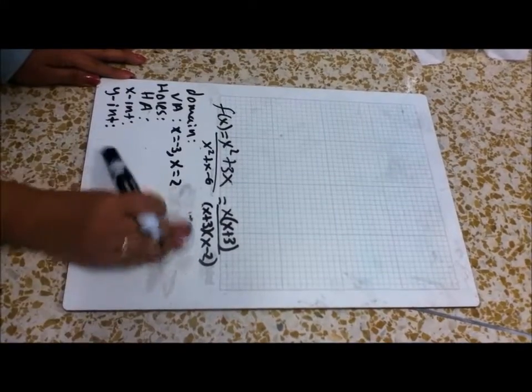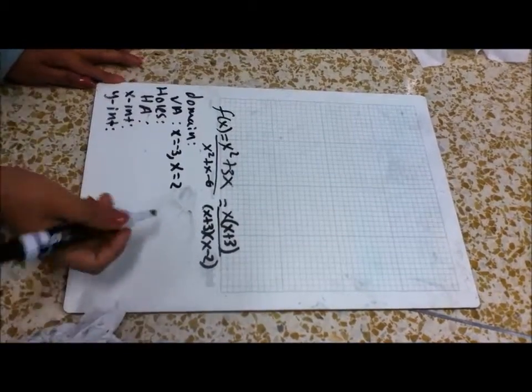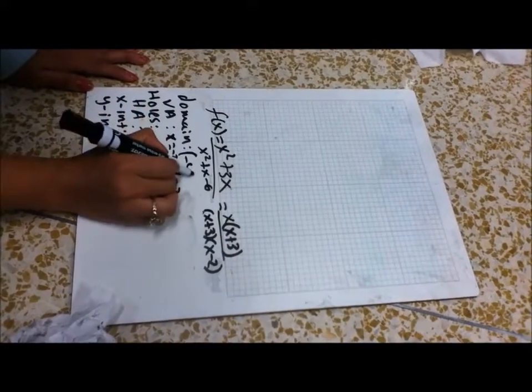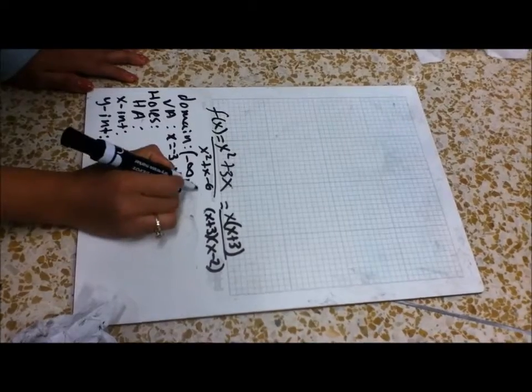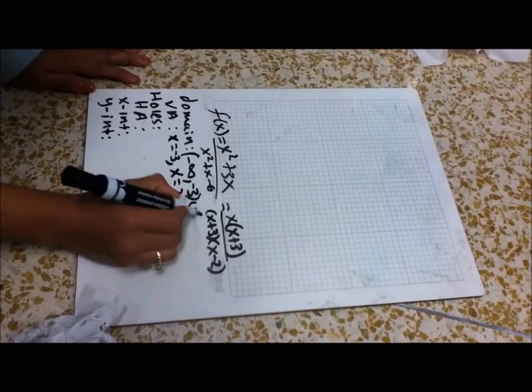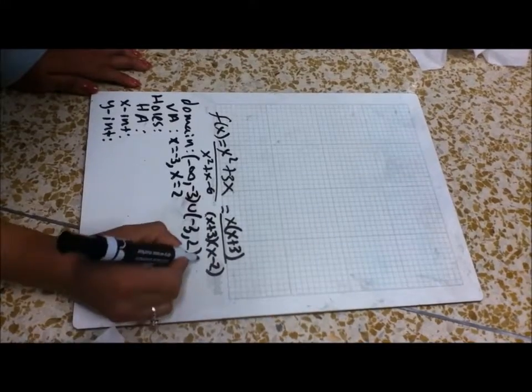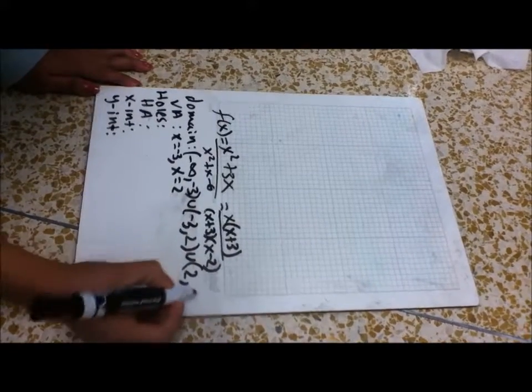So now that we have the vertical asymptotes, we're going to do the domain. We're going to start with negative infinity to negative 3, union negative 3 to positive 2, union 2 to positive infinity.